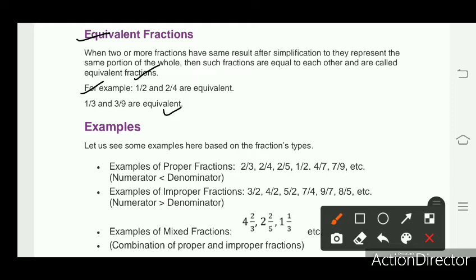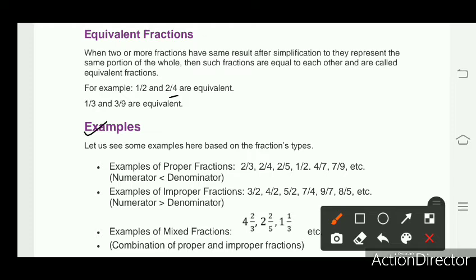Because when we find the simplest form of 3 upon 9, we get 1 upon 3. Now after that, when we find the simplest form of 2 upon 4, here we get 1 upon 2, because when we divide both numerator and denominator by 2, we get 1 upon 2.